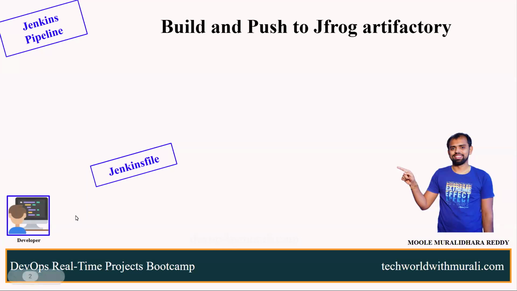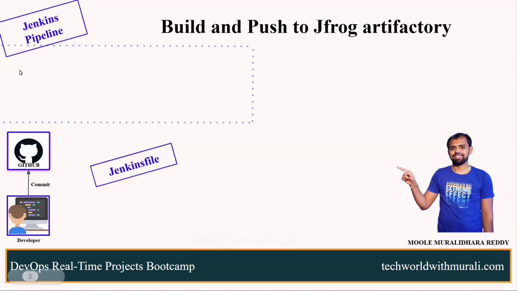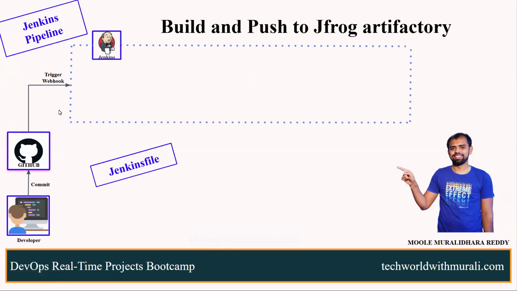Let's take an example. The developer writes the code and commits it to GitHub, GitLab, or Bitbucket. In our case, that is GitHub. Then we set up the webhook concept, and Jenkins will be triggered automatically. Inside Jenkins, what will we configure? First, we configure the Git clone, which will clone the repository.